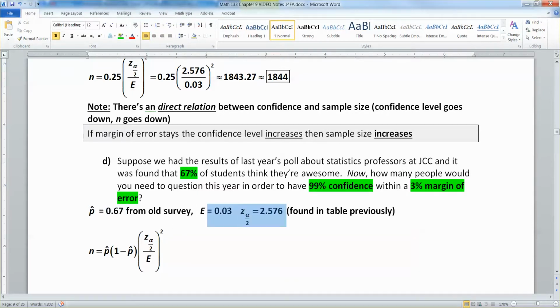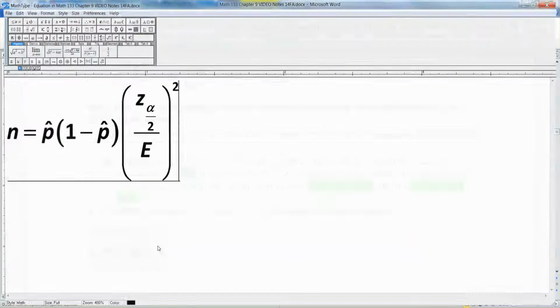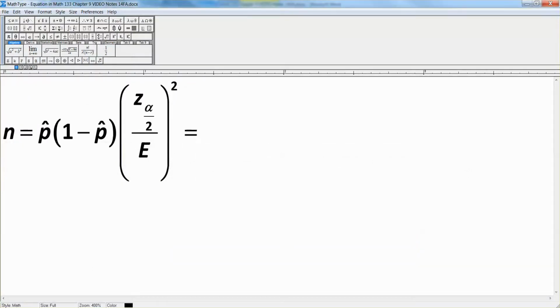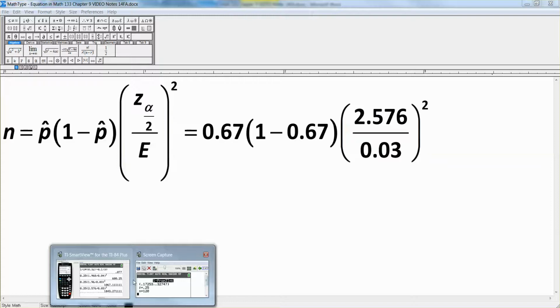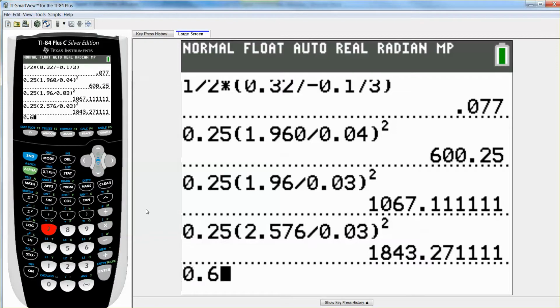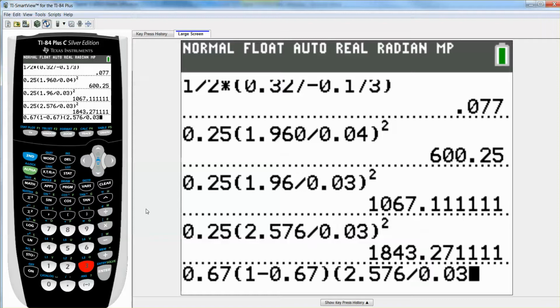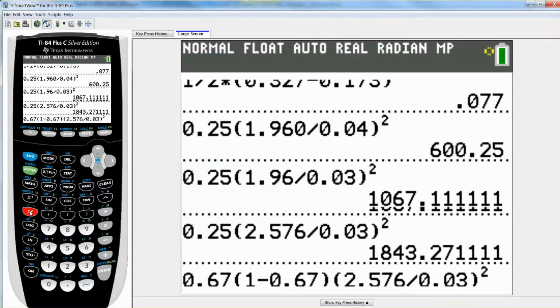All right, so I highlighted those key pieces of info. Remember that the error is still 0.03 and the z is still 2.576 because it's a 99% confidence level. So I have 0.67 times 1 minus 0.67. Then I have my fraction, which is 2.576 over my 0.03 error. I'm going to square it. So let me grab the calculator. 0.67 parentheses, 1 minus 0.67, close that parentheses. Then open a new parentheses for the 2.576 divided by 0.03, and then I want to square that last part.